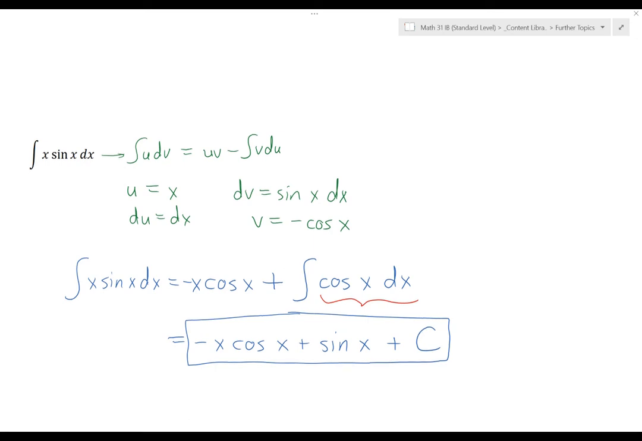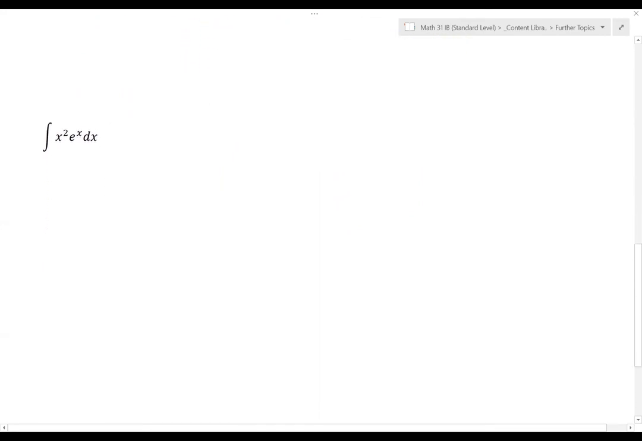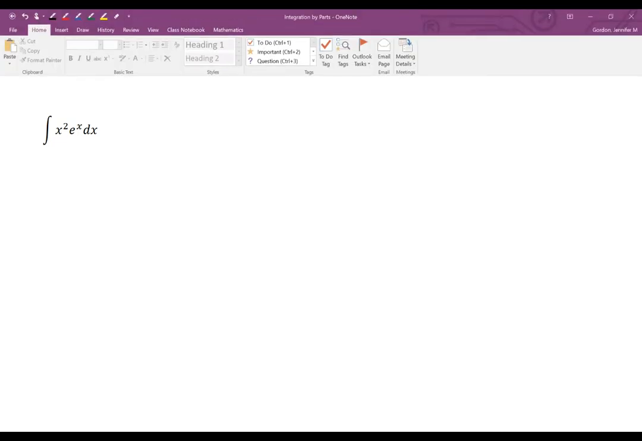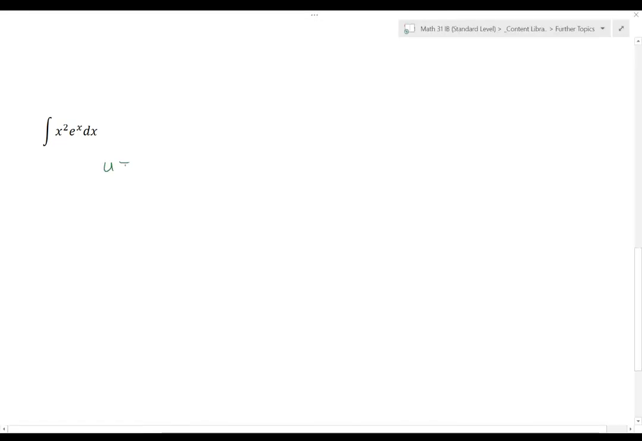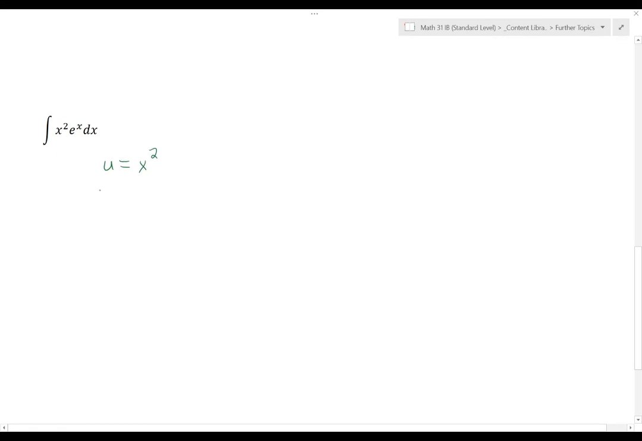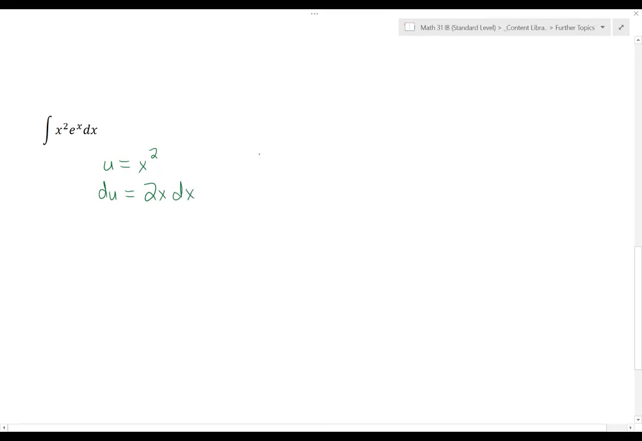All right, let's look at another. Again, we have an algebraic function being multiplied by a transcendental. My algebraic function in this case is x squared, so I'm going to let that be u. So u equals x squared, because the derivative of that is very easy. du equals 2x dx. And I'm going to let dv equal e to the x dx.